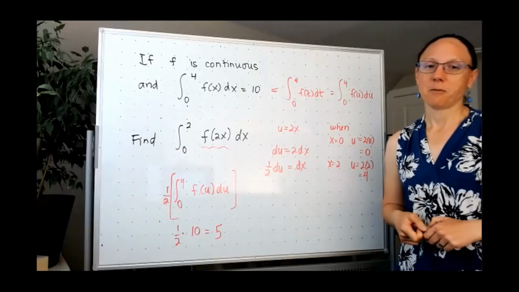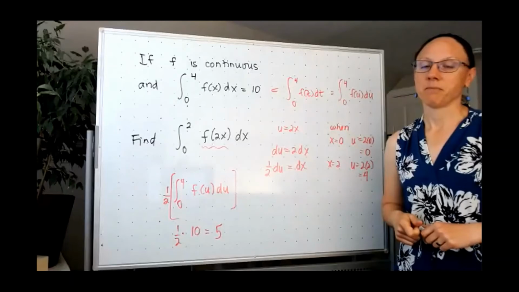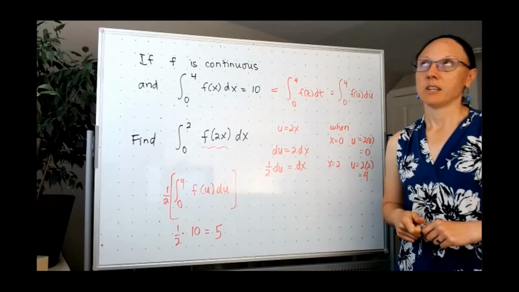Yeah, I noticed that on WeBWorK, I didn't need to say when x equals 0, u is equal to this, for some reason. So I just want to know, when do we find the new bounds, or find the u bounds, if that makes sense?